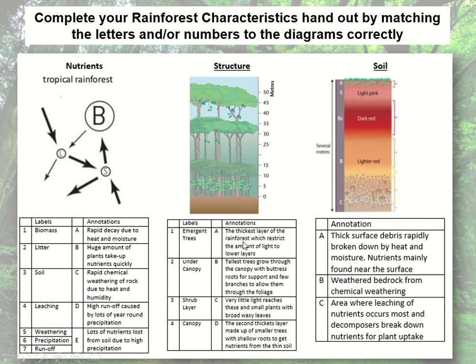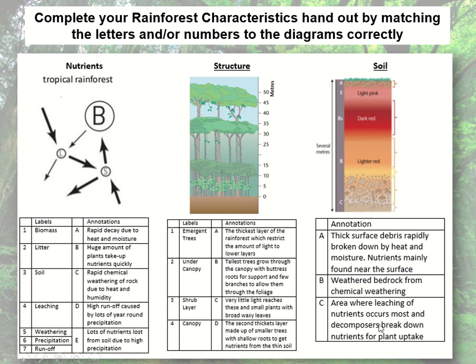Letter A, the thickest layer, is the canopy, which is here. Letter B, the tallest trees, there you go. Letter C, right down the bottom. And letter D is the under canopy. Sorry about the typo, it should say thickest rather than thickets. And lastly, letter A, thick surface debris, near the surface, surprise, surprise, here you go. B, weathered bedrock, okay, again, around this area.